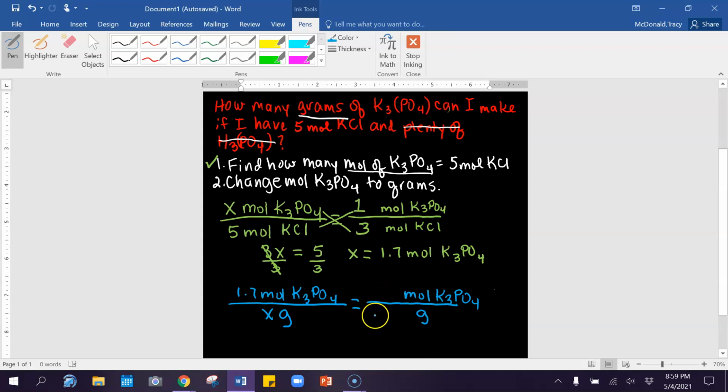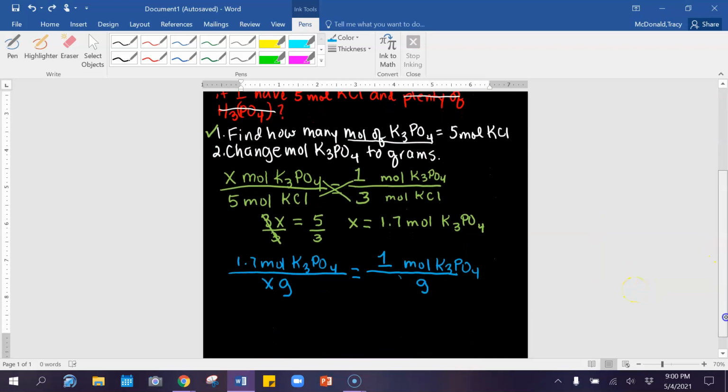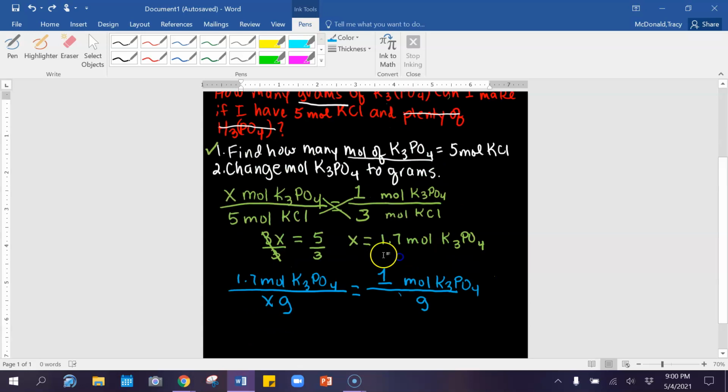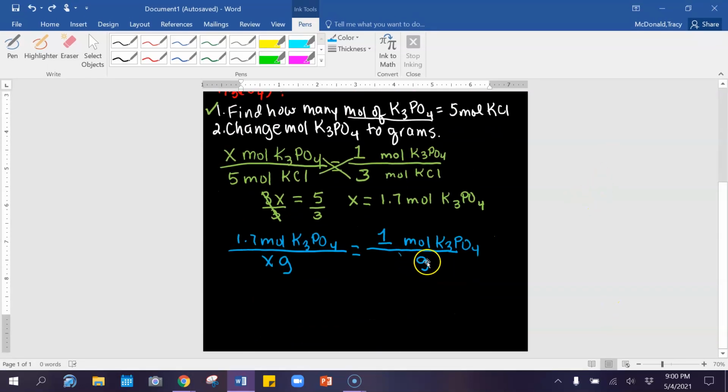What numbers do I put here? Well, I don't go back to my equation, because those coefficients are not going to help me, because I have grams here. I need to figure out the mass. We know that 1 mole of any substance is equal to the molar mass of that substance. So we already know that. And so what I need to do is find out how much 1 mole of potassium phosphate weighs in grams. So to do that, I need to turn to my chem helper.